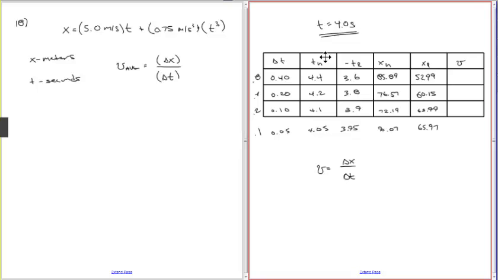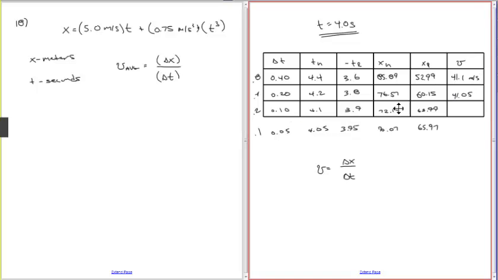So if we do that, we take 85.89 minus 52.99, and we divide by 0.8. We get a velocity of 41.1, and this would be meters per second. Second case, we take 76.57, subtract 60.15, and divide by 0.4 in this case, and we get 41.05.